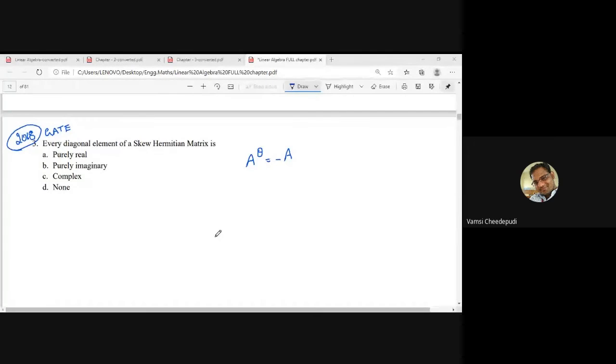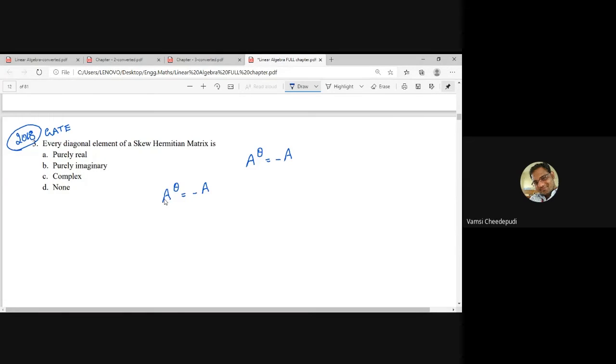You should say that it is purely imaginary. The answer is purely imaginary. The last question I solved with an example. Since I solved that with an example, now I will solve this question conceptually, just with the definition, in a shortcut way. A power theta is equal to minus A, sir. If the given matrix is skew Hermitian, it should satisfy A power theta is equal to minus A.